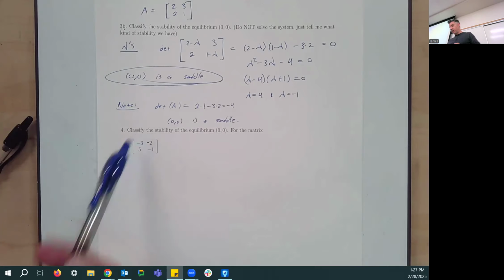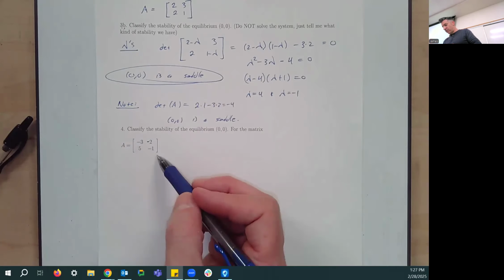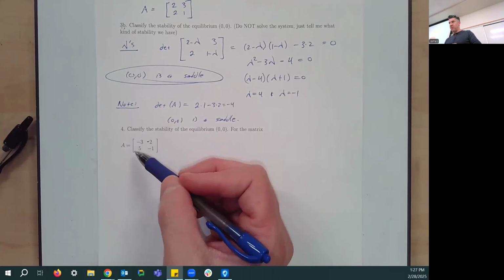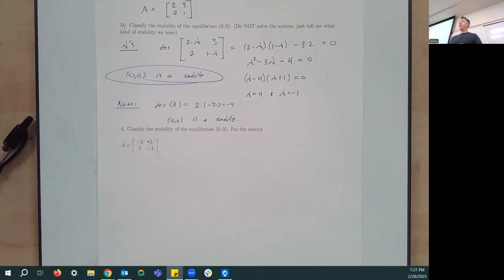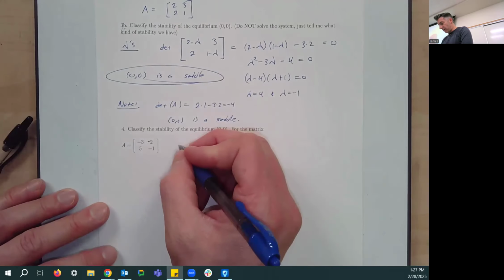So if we looked at this one and saw that positive 3 minus negative 10, which is 13, is positive, then I don't think I want to do it using the trace in the determinant. It's just more work than I really want to do. I want to just find the eigenvalues. So again, find the eigenvalues.